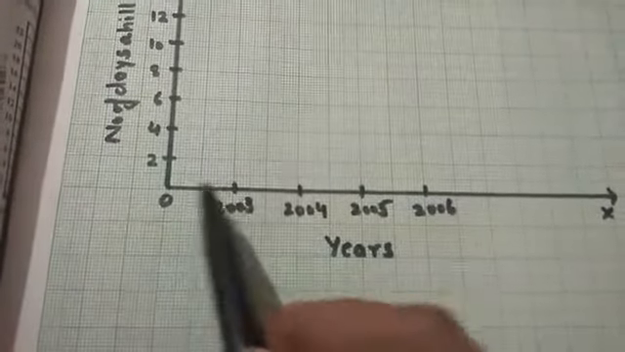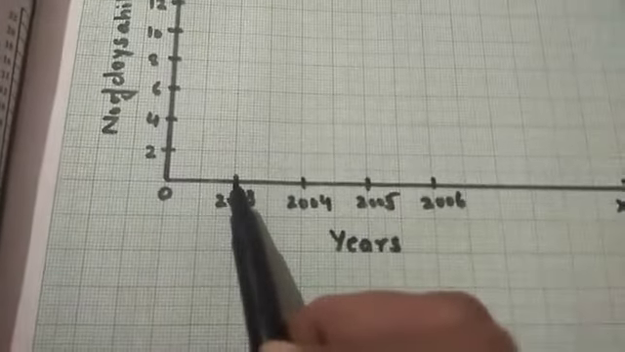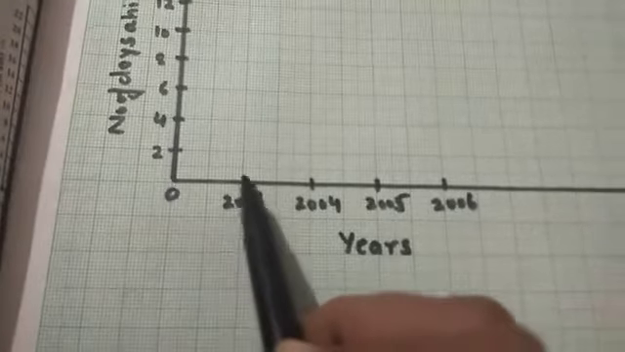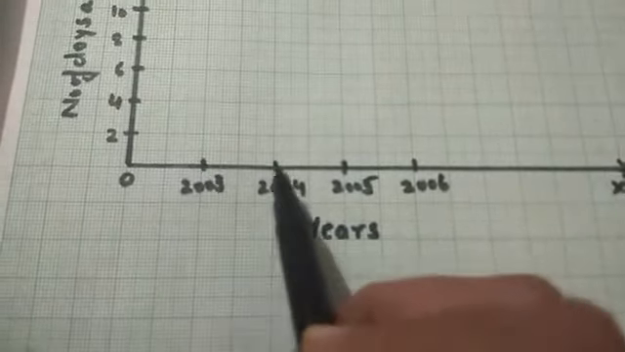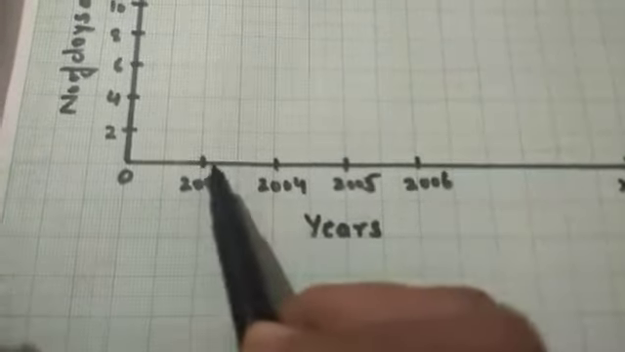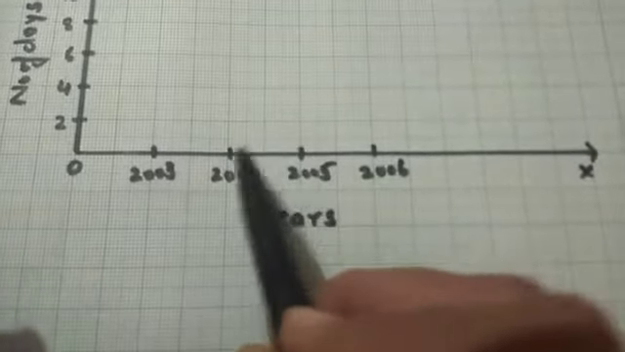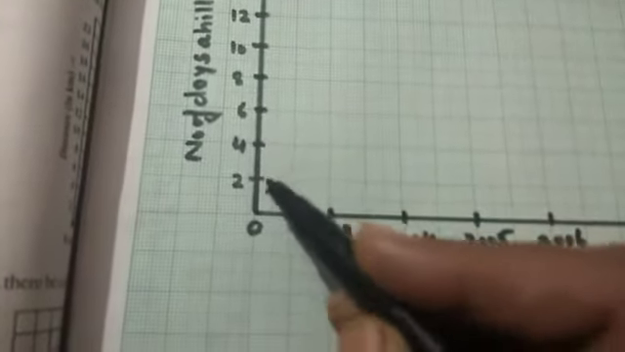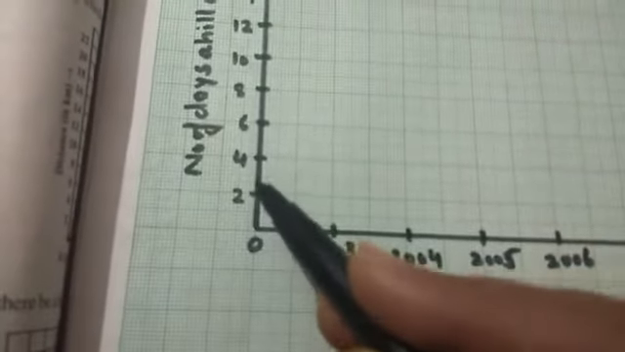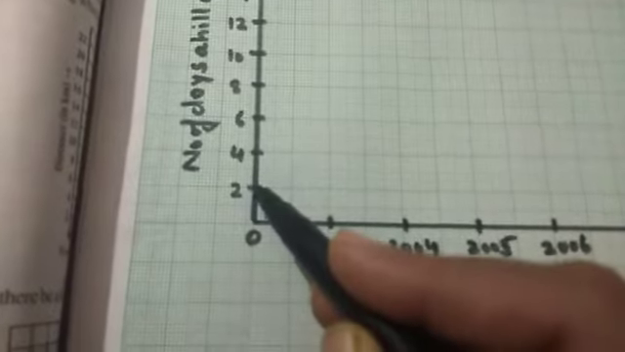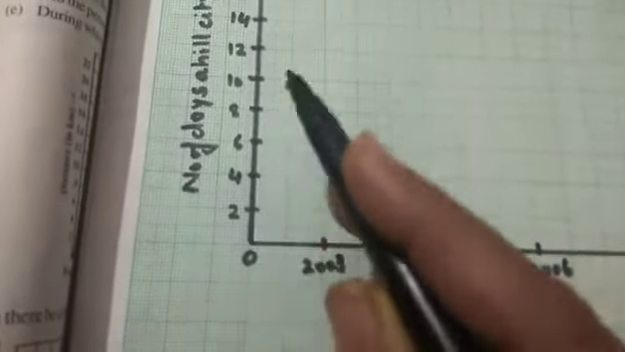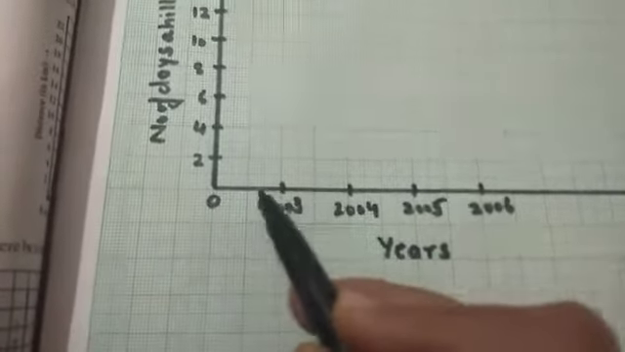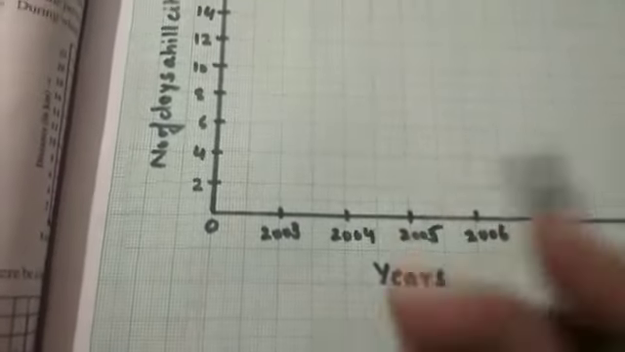For 1 year, I have taken 2 units. From origin to the first year, the gap is of 2 units. Then 3 to 4. Again, for 1 year, I have taken 2 units. For the next year also, 2 units, same way. And on y-axis, I have taken 1 unit equals 2 days. You can take single day also, 1, 2, 3, 4, and here you can take 1 unit. This is your choice.